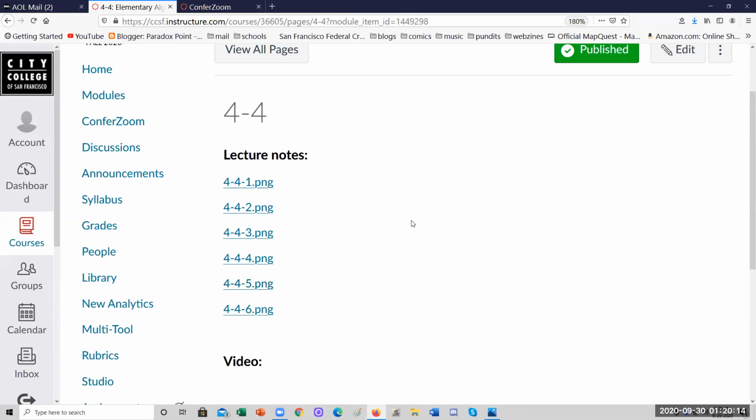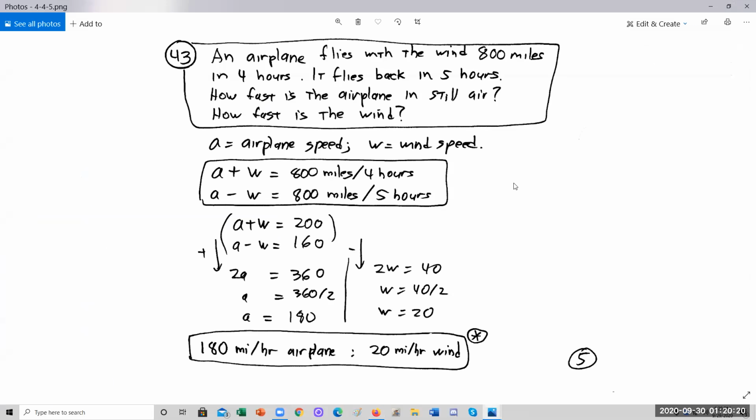Noted. Thank you. No problem. Here's a wind speed problem, an airspeed problem. An airplane flies with the wind 800 miles in 4 hours. So you add the airplane speed and the wind speed. It flies back in 5 hours. It's flying against the wind, so you subtract the velocities. How fast is the airplane in still air? How fast is the wind?